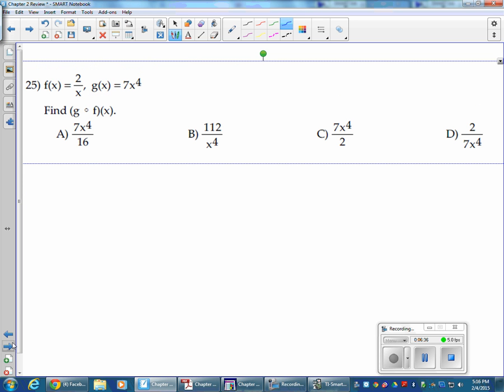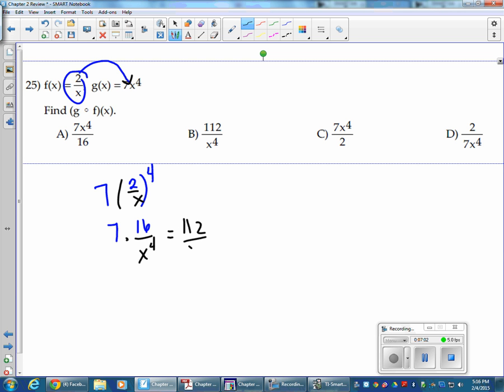25, g of f of x means that I'm going to take f and put it over here where x was in g. So instead of 7 times x minus 4, it becomes 7 times 2 over x to the fourth, not minus 4, to the fourth. So I got to kind of simplify this a little bit. So that's 7 times 2 over x to the fourth is 2 to the fourth, which is 16 over x to the fourth.